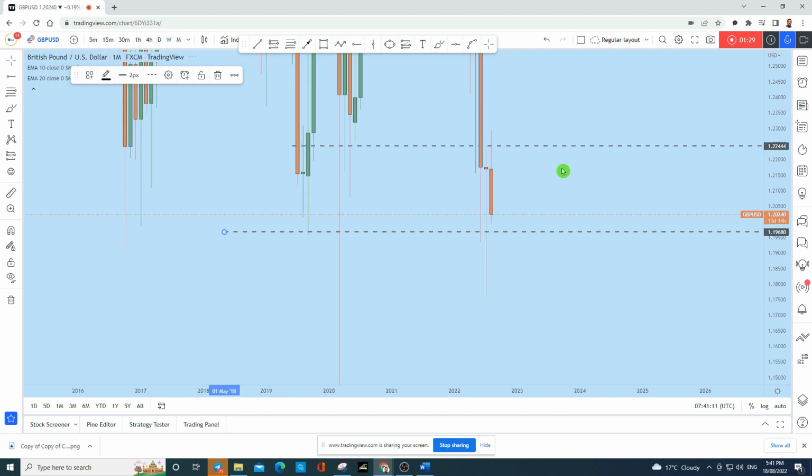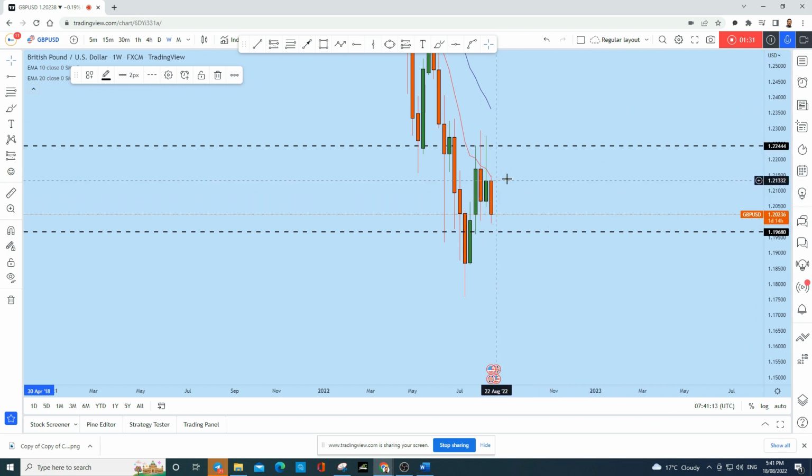Now looking at the weekly, we see that after the back-to-back two weeks of rejection from the top, the price has created a lower high from the weekly perspective and then created a rejection candle on the weekly time frame. As soon as this weekly closed, we have seen the price start to drop to the downside, and we can expect GBP USD to continue to drop.